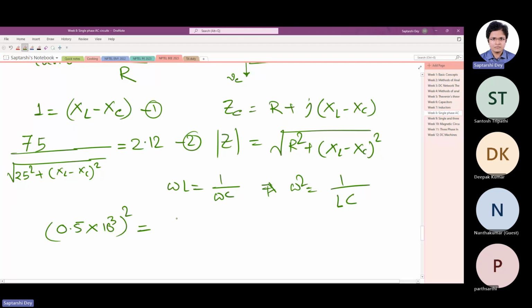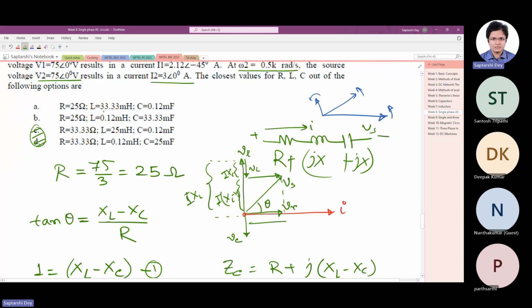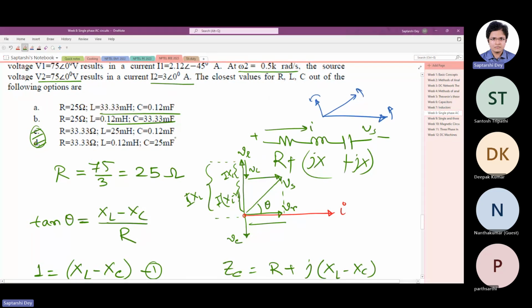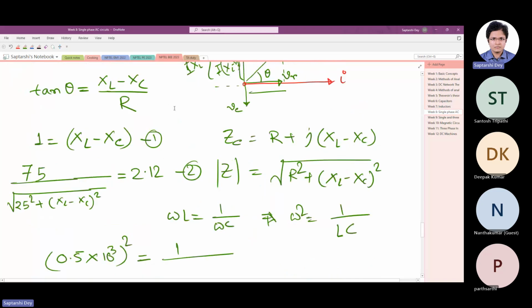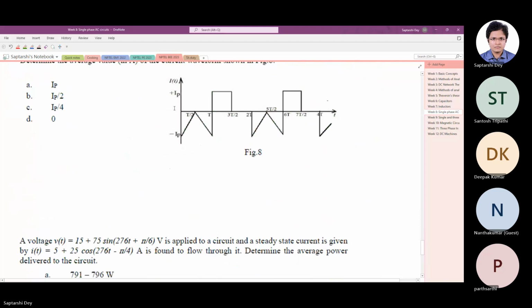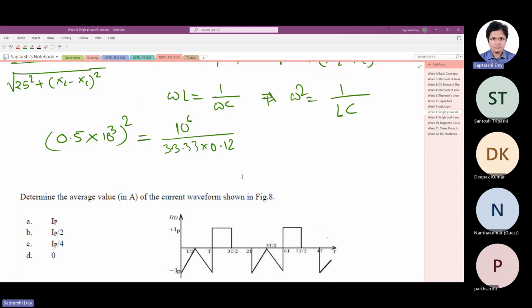This should be equal to LC. So we have two options, this and this. These two have already been discarded. They cannot be the answer. So what you can do is quickly verify from here. 33.33 times 0.12, both are milli, so it becomes 10 to the power 6 here. We just have to find out how much it is. 33.33 times 0.12 gives us somewhere close to 4.